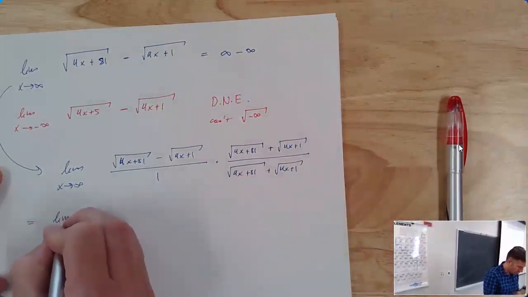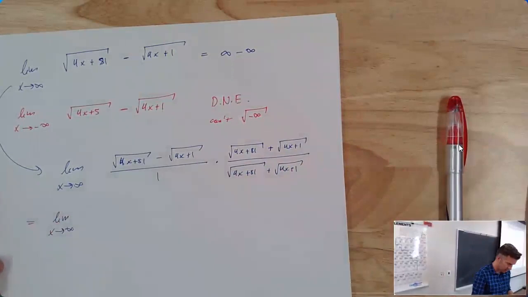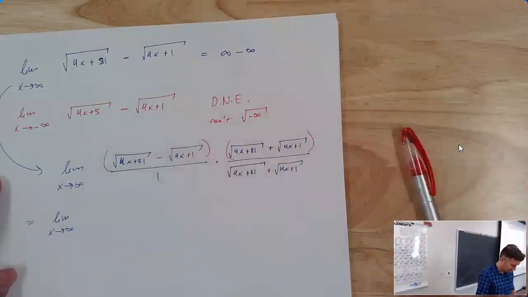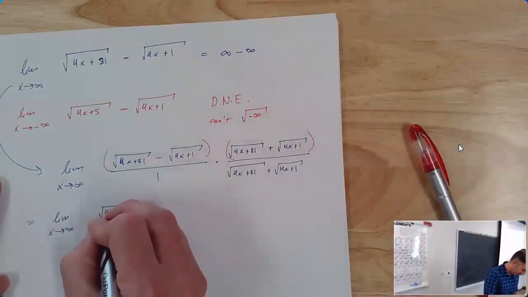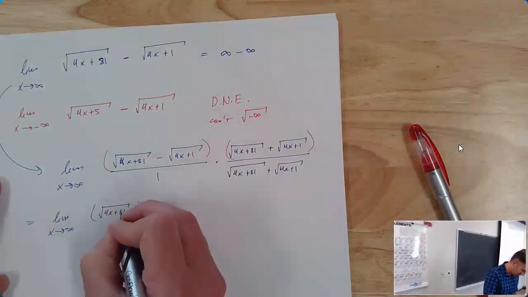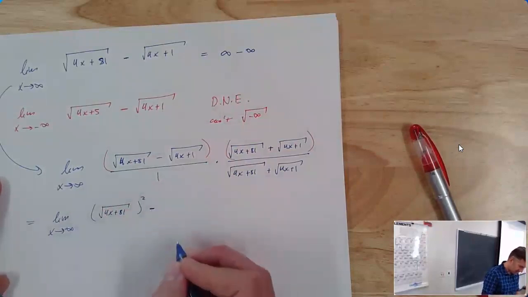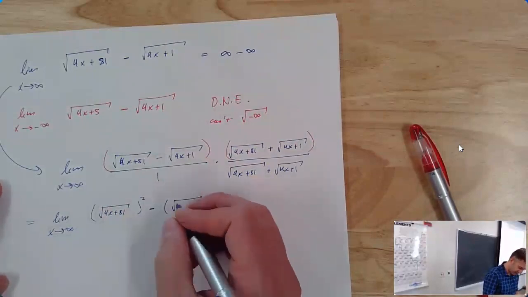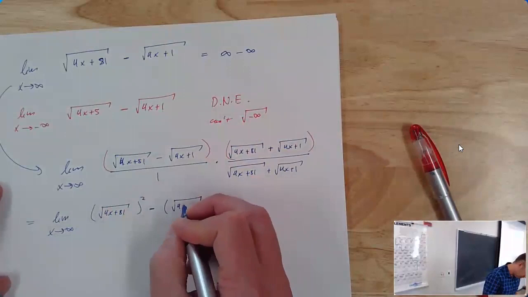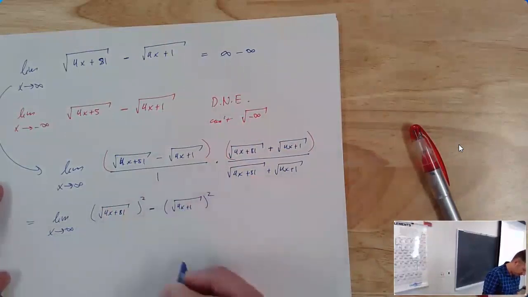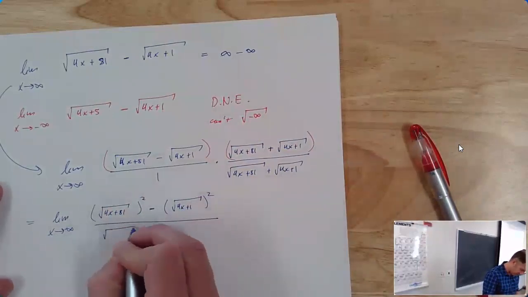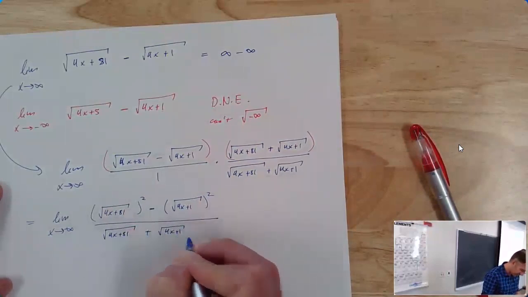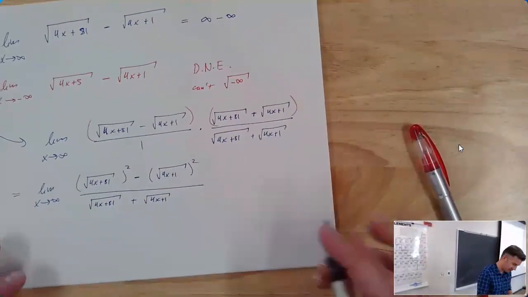And then the whole reason we multiply by the conjugate is so that when you multiply this thing times this thing, you're going to get the first thing squared. So we're going to get the square root of 4x plus 81 quantity squared minus the second thing squared, which is just the square root of 4x plus 1 squared, all over the square root of 4x plus 81 plus the square root of 4x plus 1. This one's just not very exciting, but that's fine. Not everything has to be exciting.